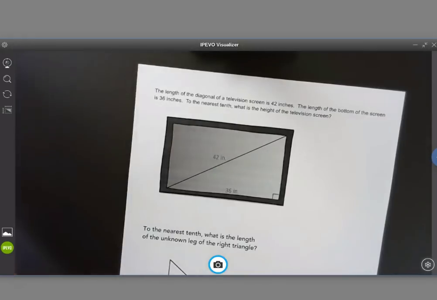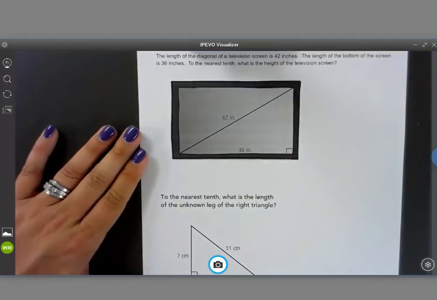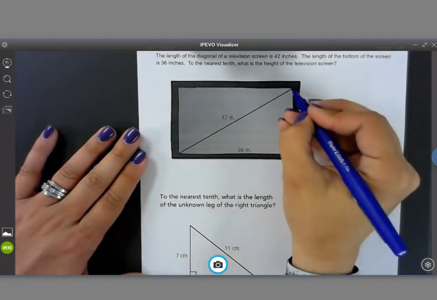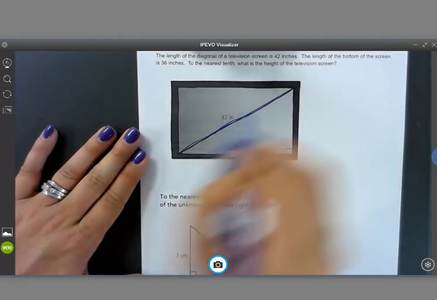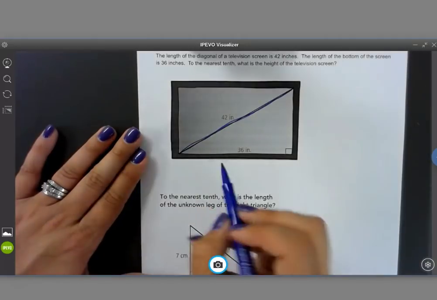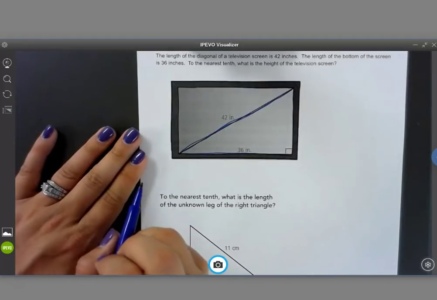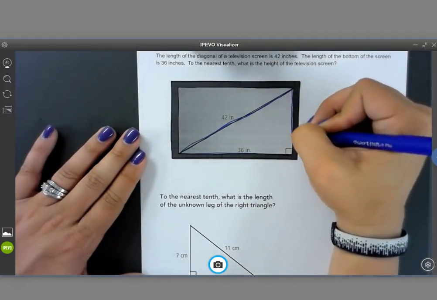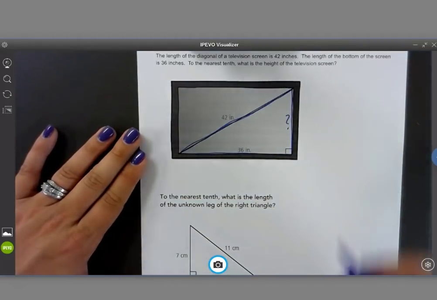Okay, let's look at two more. Let's look at a couple word problems. So this word problem says the length of the diagonal of a television screen is 42 inches. And they gave you a picture here, and they labeled that diagonal of 42 inches. The length of the bottom of the screen is 36 inches. They want to know to the nearest tenth, what is the height of the television screen? So they want to know this side length right here.